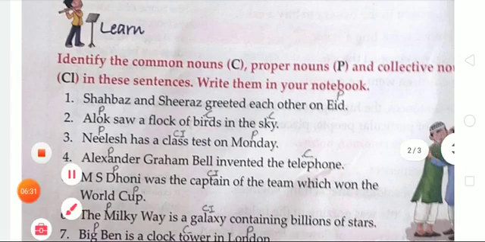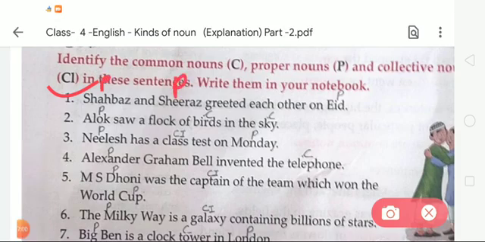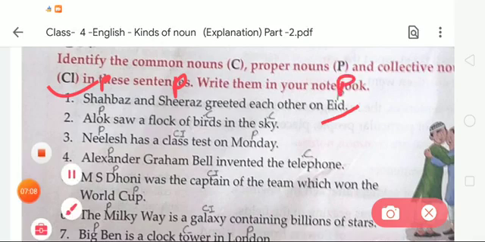Okay, so what will we do? First of all, you can see the first sentence: Sahbaz and Siraj greeted each other on Eid. As we all know, proper nouns always begin with a capital letter. So the given names Sahbaz and Siraj are examples of proper nouns, so we have to write P here. And after that, greeted each other on Eid. Here you can see the first letter begins with a capital letter, so we write P because it's an example of a proper noun.